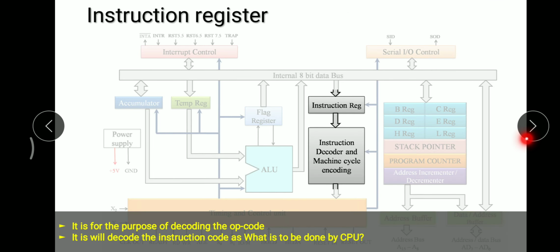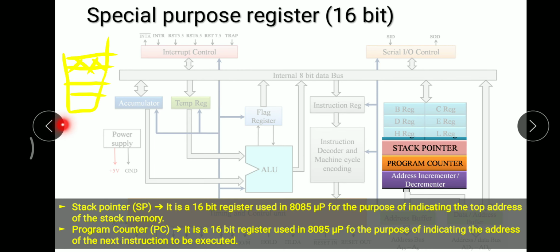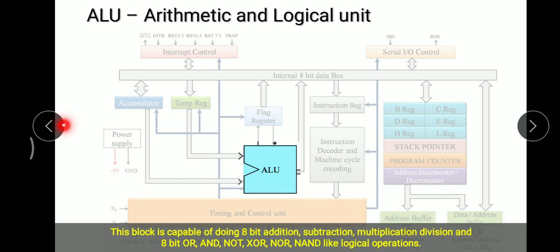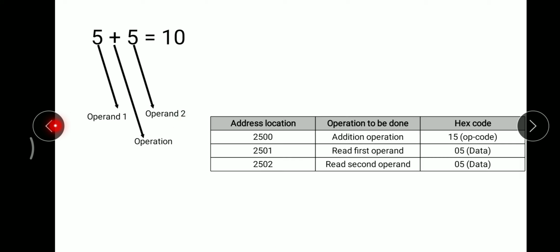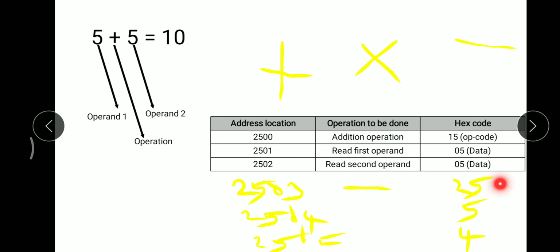Next, the instruction register. This is actually the decoder. We said that for each and every operation, there is an operation code. For addition I have mentioned 15, and for subtraction I can mention 25. So one block is required: whenever 15 is received, it is meant for the addition operation. Once 25 is received, it is meant for the subtraction operation.